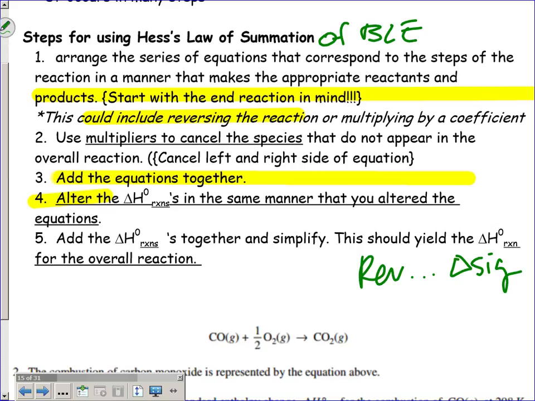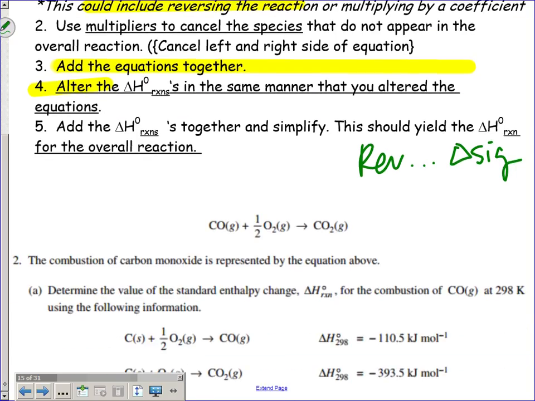So I'm going to show you this through an example. But as you go, you always have to consider the final reaction, because the final reaction should be your overall reaction. This is from like a 2011 exam. I'm going to start off with an easy one, which is to control reactants and products.